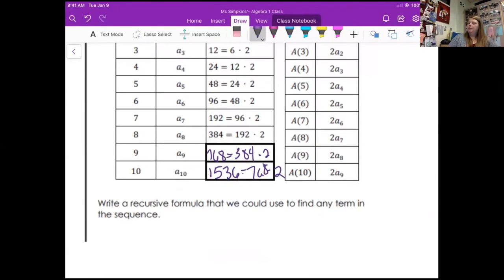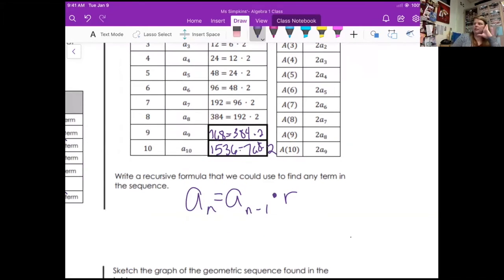So recursive, remember, is a sub n, so any number. We take the previous number and then multiply by whatever r is. In this case, the r common ratio was 2. We could be multiplying by 10 or 15 or a half. So that's how we would write the recursive process.